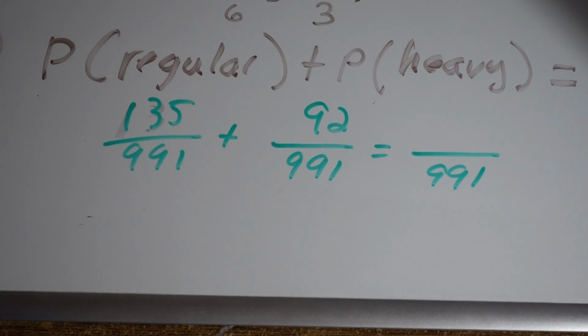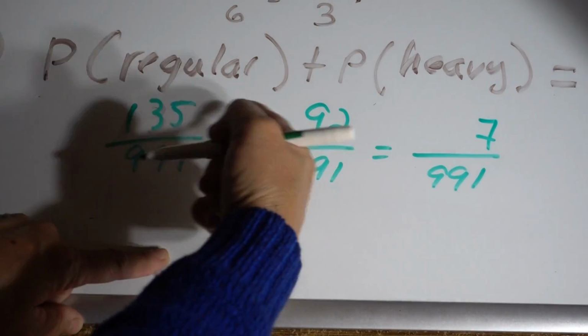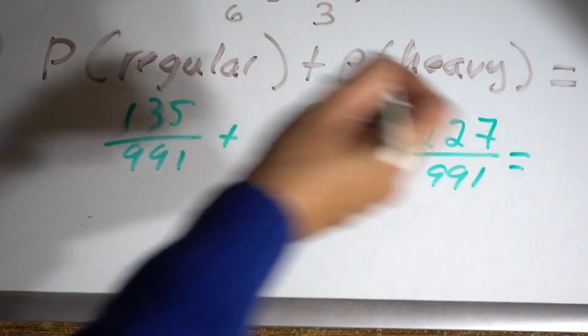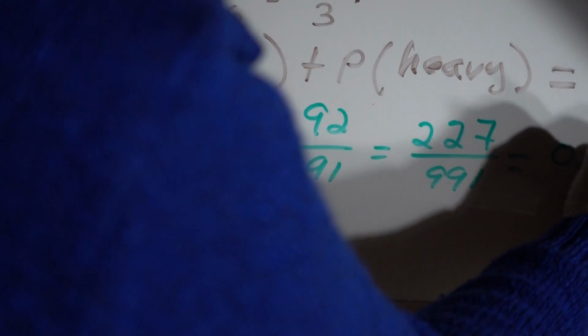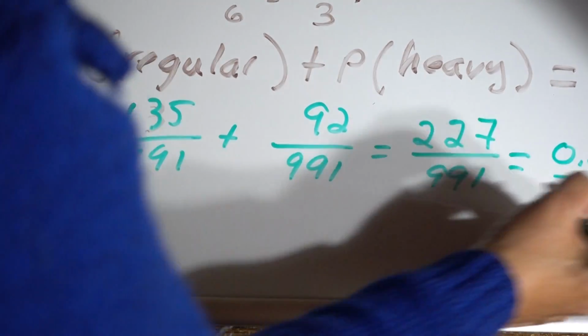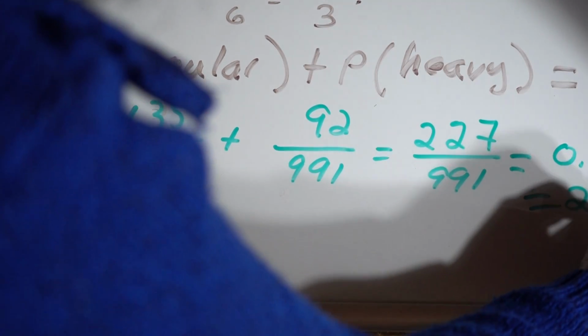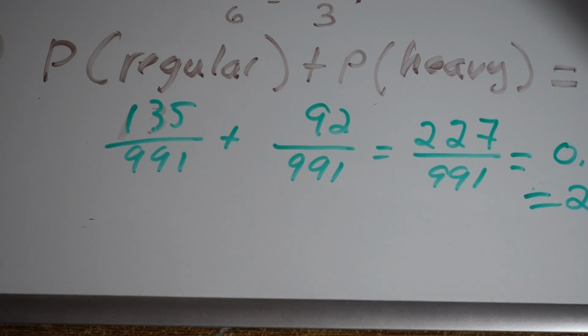Let's see with my calculator. 135 plus 92 gives 227 over 991, and that is going to give me a total of 0.229. And that's the probability, which we can also write as a percentage, 22.9%. If we're rounding it, it will be 23%.